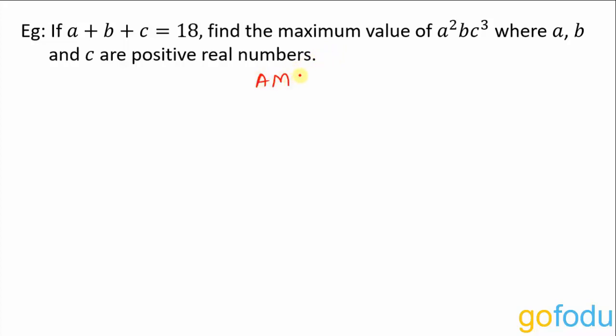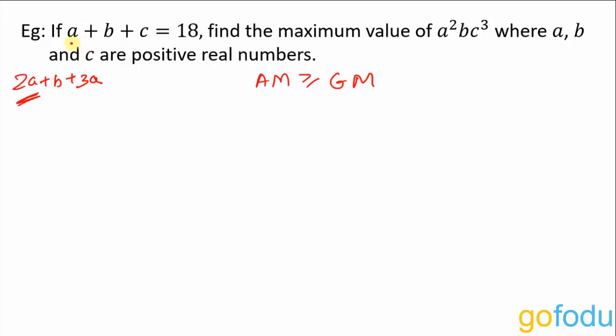AM is greater than or equal to GM. Now this sum in some form will come in place of AM and this product in some form will come in place of GM. In the previous question, I had 2A plus B plus 3C. I had 2A in sum and I had A square in the product. So I wrote A square as A into A because I had A plus A given to me. Here also I can write A square as A into A, but I will need 2 A's in the left. I will need 2 A's for the sum.